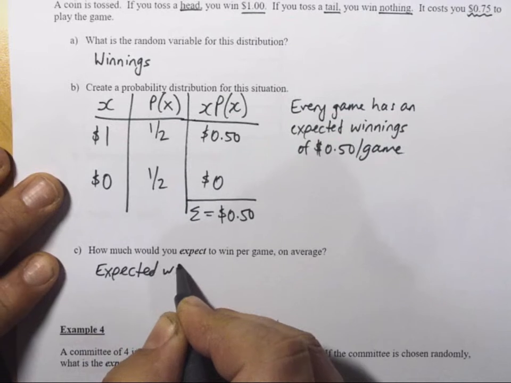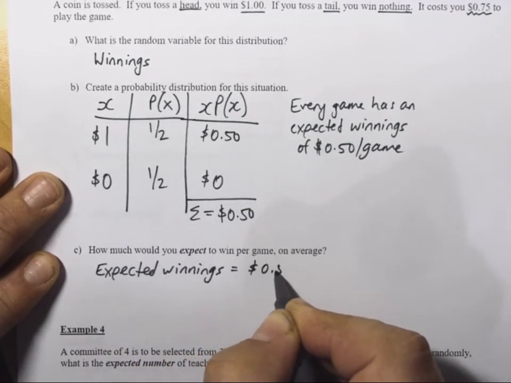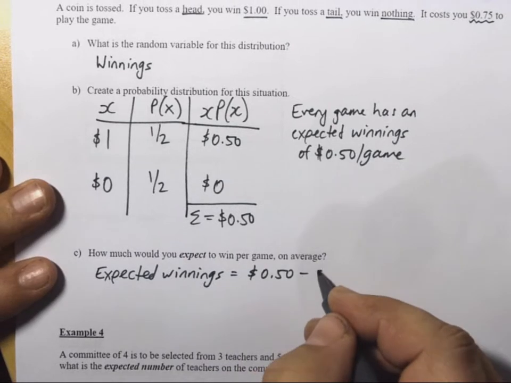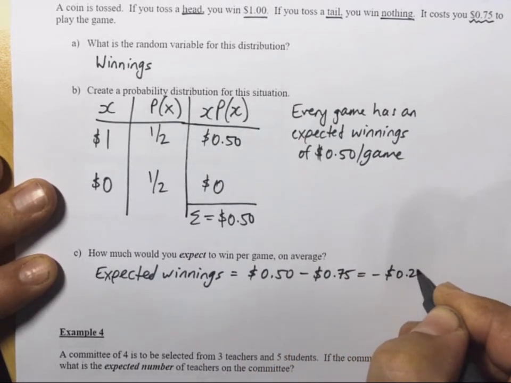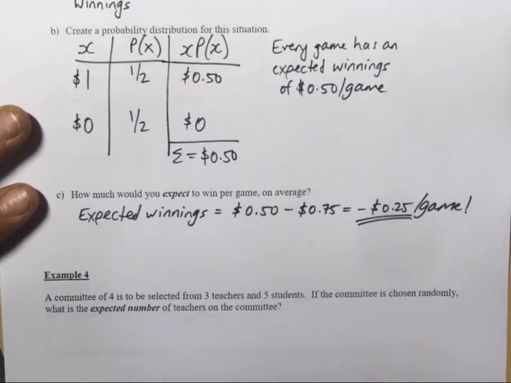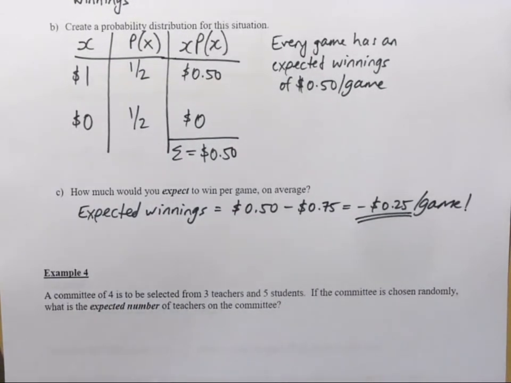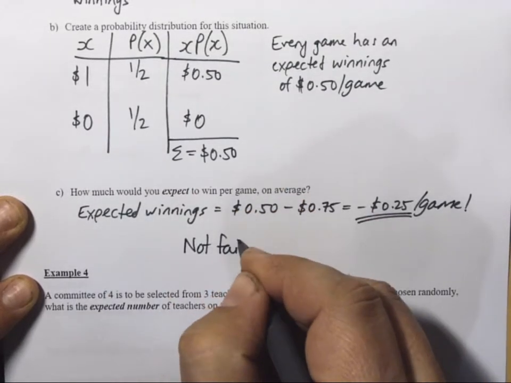Expected winnings are equal to what we're going to get from the dealer minus what we have to pay to the dealer. So that's actually a loss of 25 cents per game, which is terrible. That's not very fair. If we're going to be losing 25 cents every single time we play, on average, that's not a very fair game. So if I was to ask you if this was fair, definitely not fair.